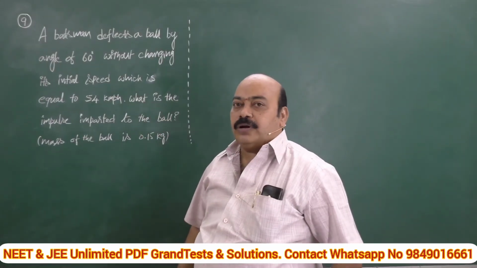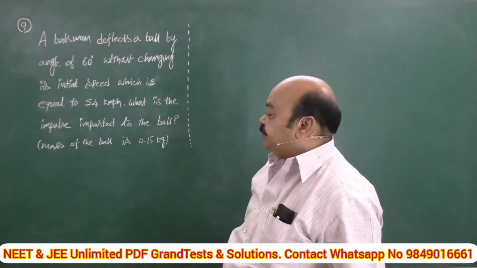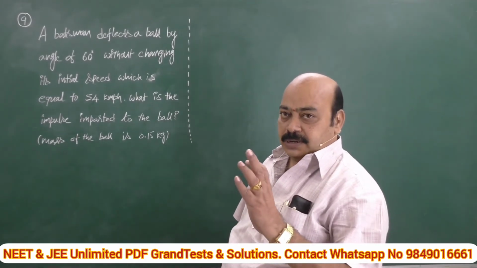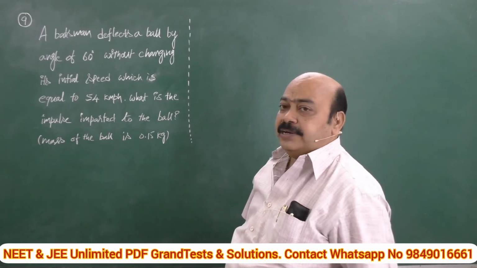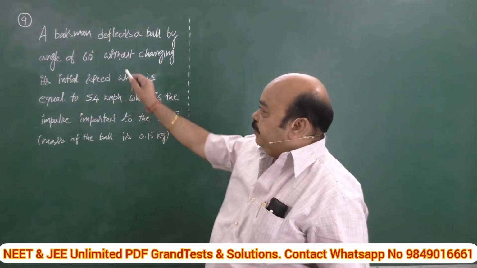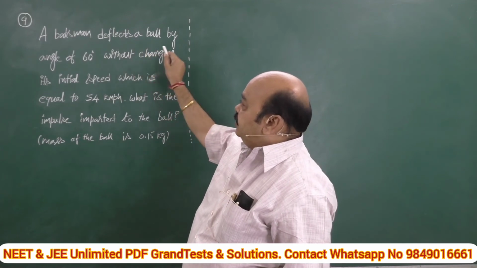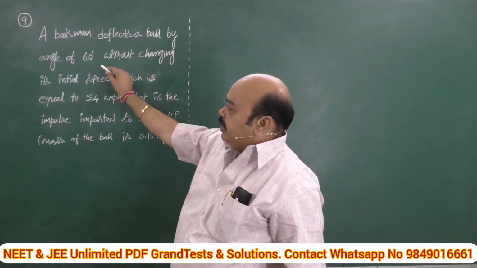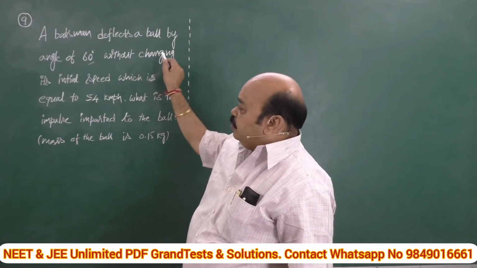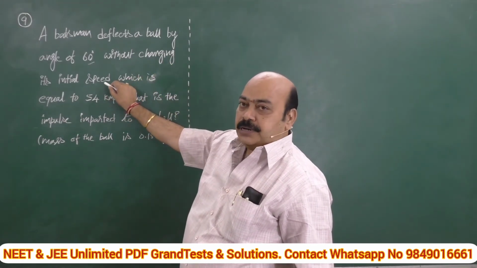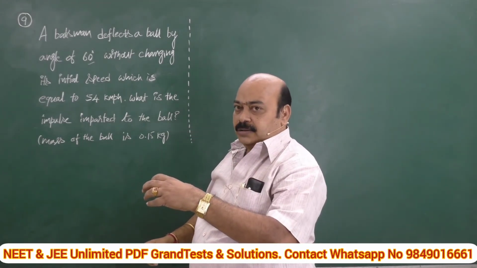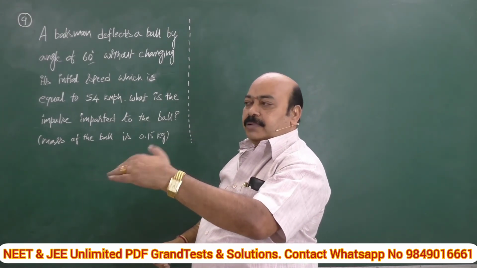Let's go for one more numerical example where law of conservation of momentum, but with the inclination, certain inclination, we will calculate in this problem. See, a batsman deflects a ball by an angle of 60 degrees without changing its initial speed. That means with which the bowler throws the ball, it deflects through certain angle but with the same speed.